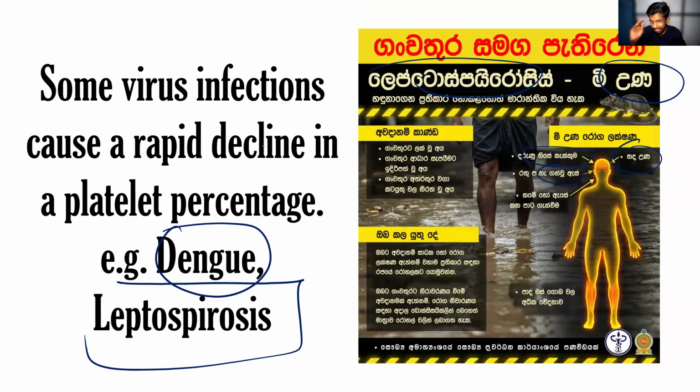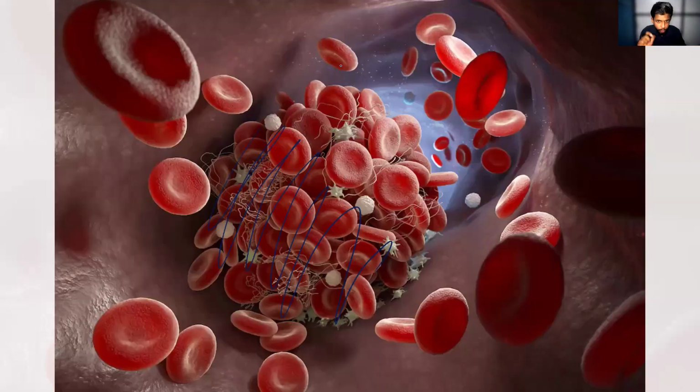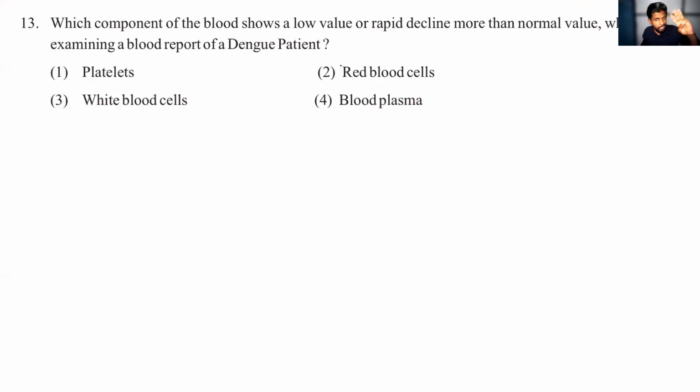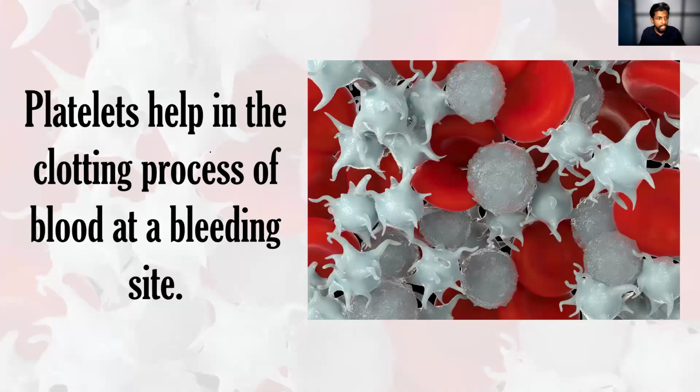The thing is this: during leptospirosis and during dengue, the number of platelets will be reduced. Did you get the idea? Now you know what is leptospirosis and what is dengue, and during these diseases the platelet count will be reduced. So from this question we have learned three things: what the diseases are, what a platelet is, and what the function of the platelet is. So for the dengue patient and also for the leptospirosis patient, the platelet count will be reduced.